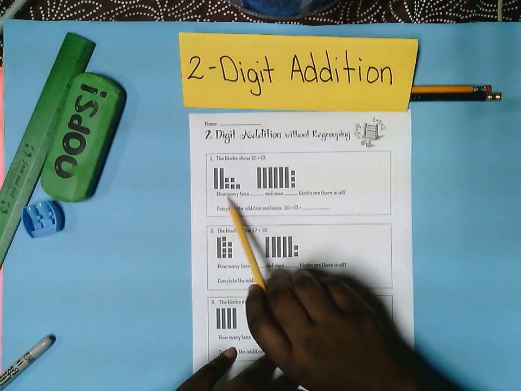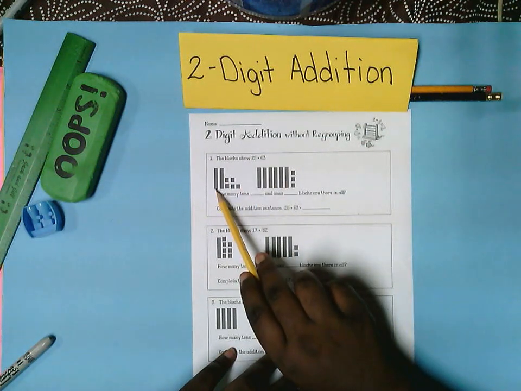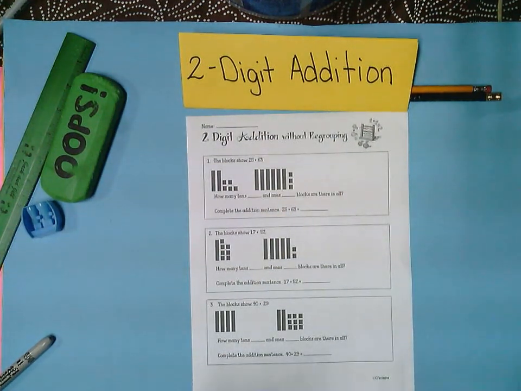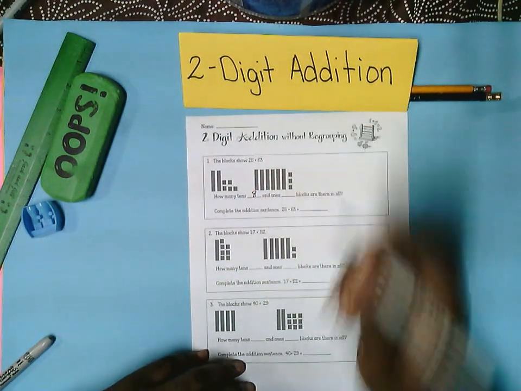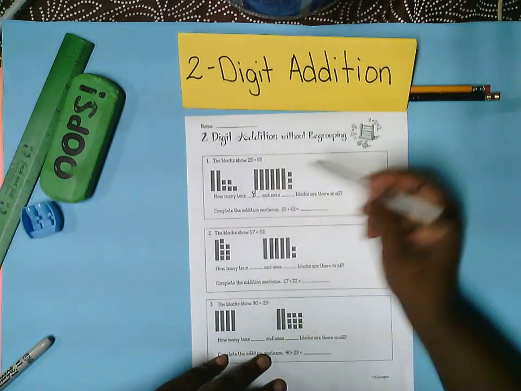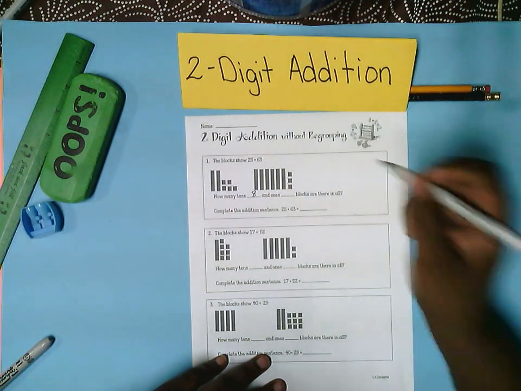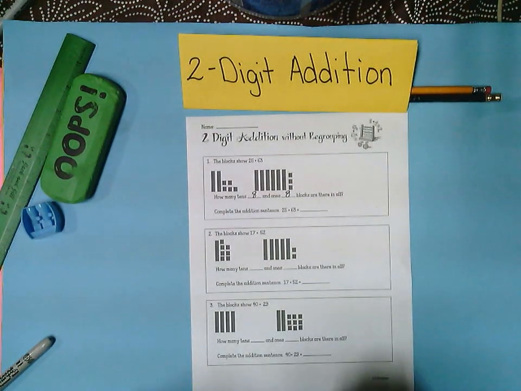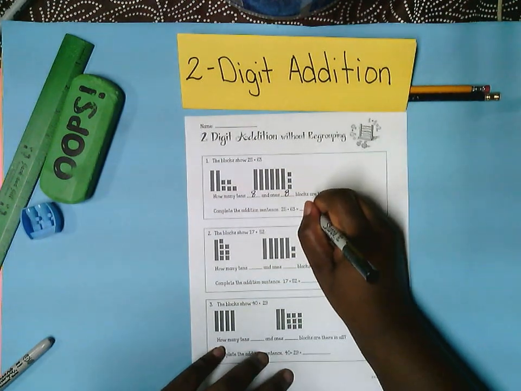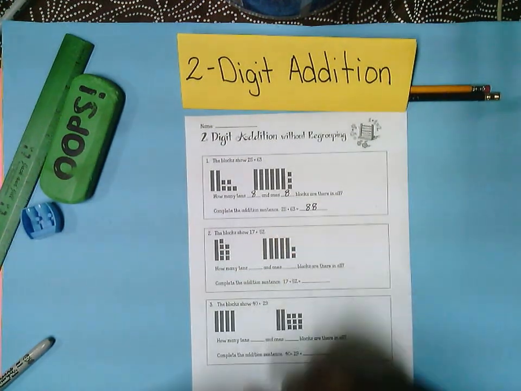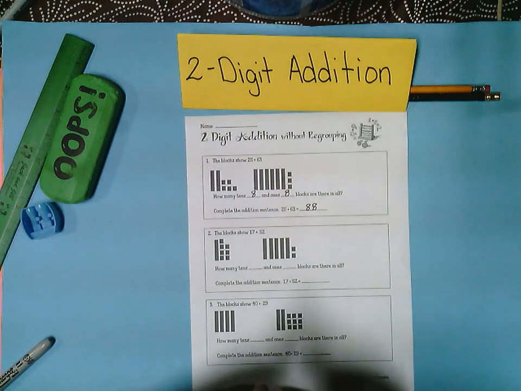So now it says how many tens? So we need to know how many tens are there. Between the both, we have 1, 2, 3, 4, 5, 6, 7, 8. There are 8 tens in all. Okay. And what about the ones? So we'll count the ones. 1, 2, 3, 4, 5, 6, 7, 8. There are also 8 ones. So 8 tens and 8 ones, when we put it together, 88. So the addition sentence, 25 plus 63 equals 88.